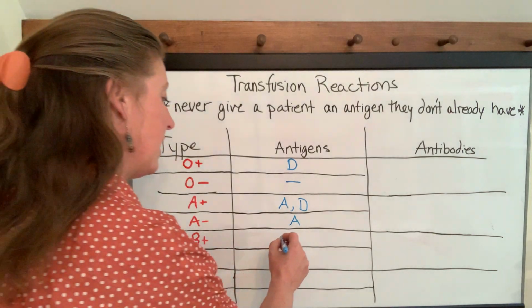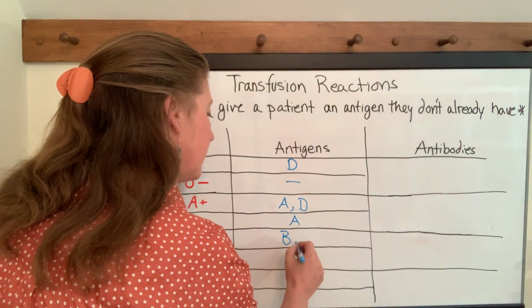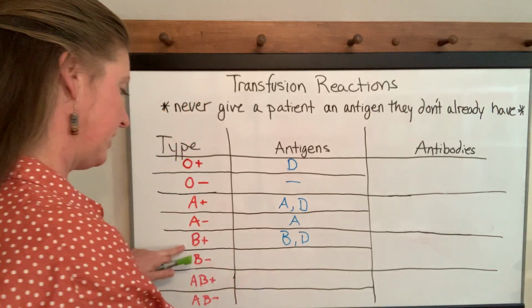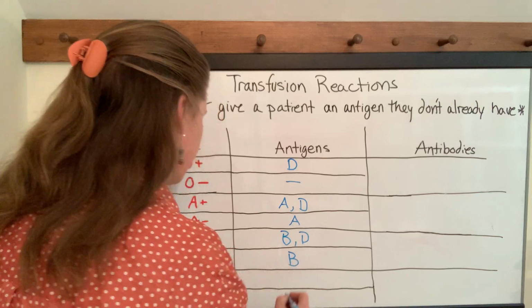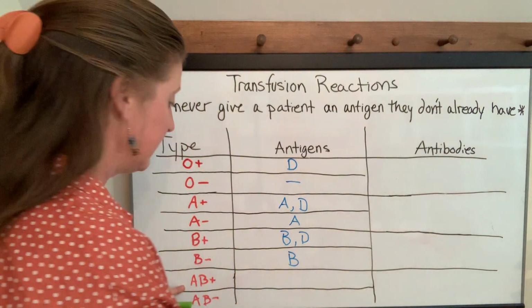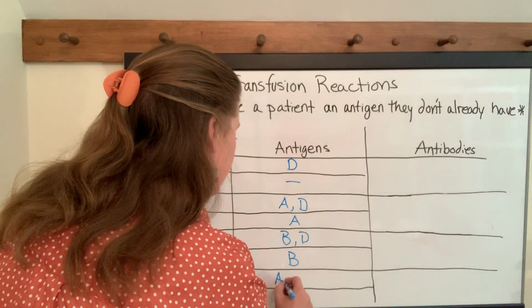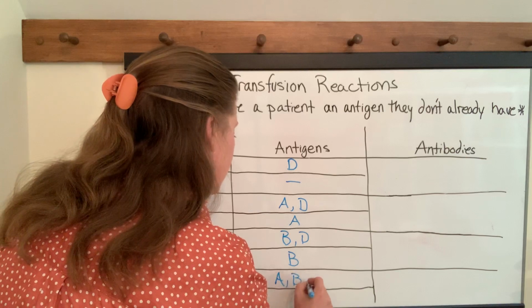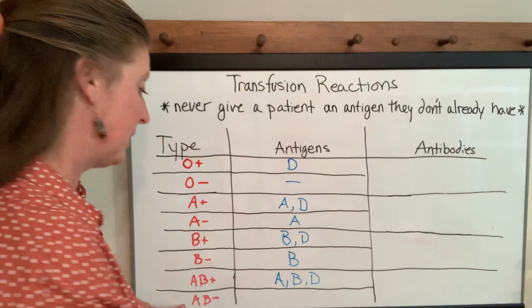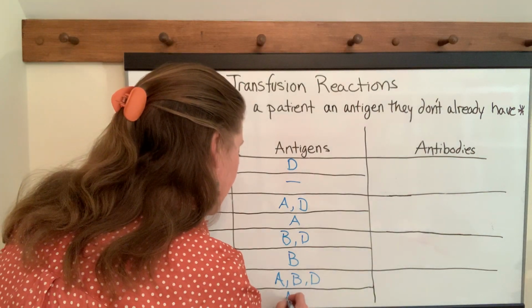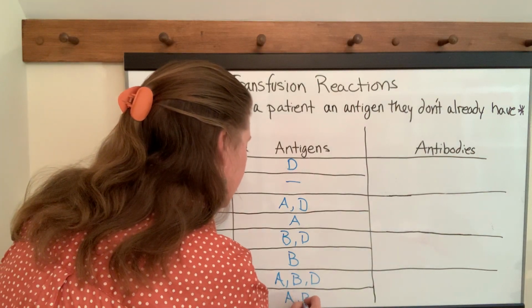B positive blood, the B antigen and the D antigen. B negative blood, just the B antigen. AB positive has the A antigen, the B antigen, and the D antigen. And AB negative blood has just the A and the B antigen.